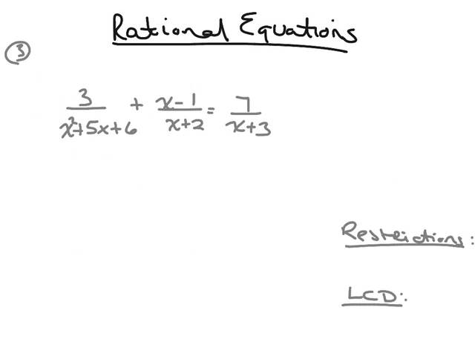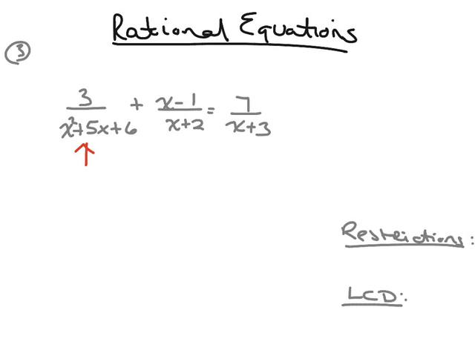Alright guys, number 3. 3 over x squared plus 5x plus 6, we're going to add that with x minus 1 over x plus 2, and that's equal to 7 over x plus 3. What we need to do first is find the restrictions, but before I find the restrictions, I'm going to take this denominator here and put it in its factored form.